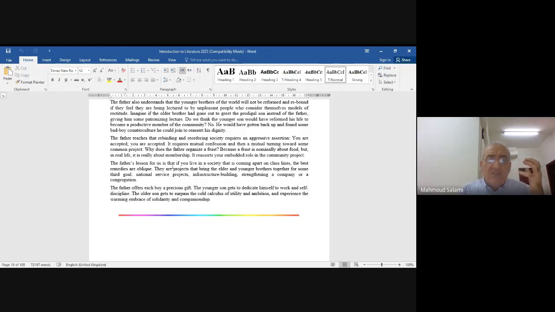So here, notice the father offers each boy a precious gift. The younger son gets to dedicate himself to work and self-discipline. The other son gets to surpass the cold calculus of utility and ambition and experience the warming embrace of solidarity and companionship. The other son really learned the hard lesson to say life is not money. Life is not going out and spending your money. Life, as he said here, is not to calculate.